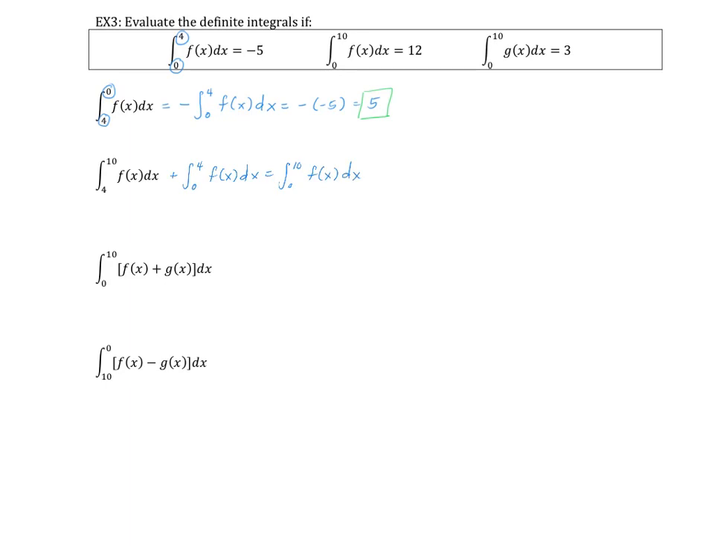So in this equation, all I have to do is take this integral from 0 to 10 of f of x dx and subtract the integral from 0 to 4. So if I subtract the integral from 0 to 4, then what I'm left with is the integral from 4 to 10 of f of x dx. This would be equal to 0 to 10, that would be 12, minus negative 5. And I get 17.